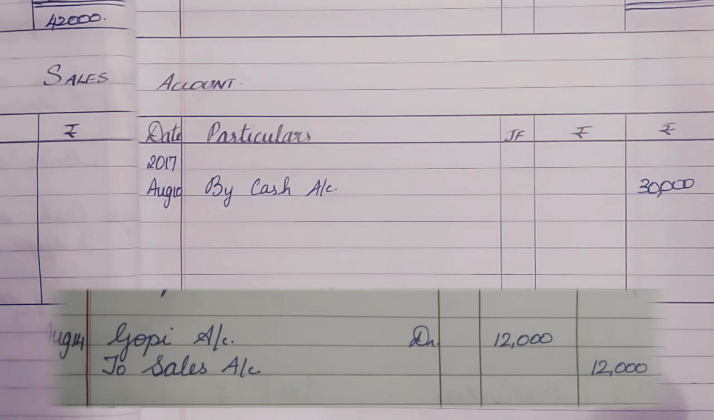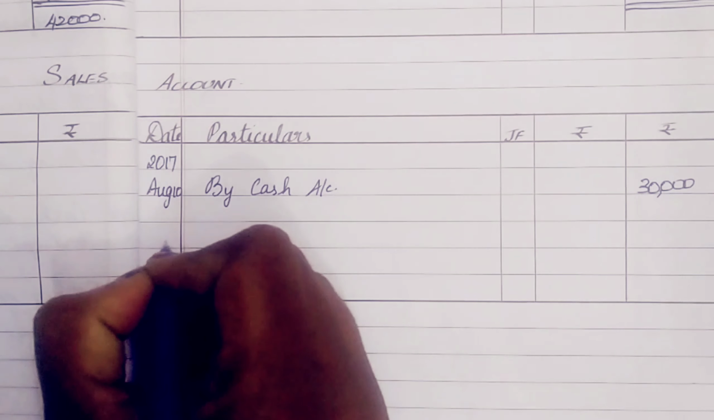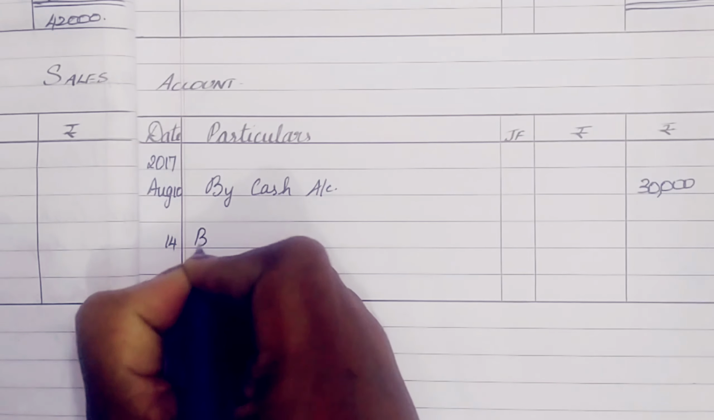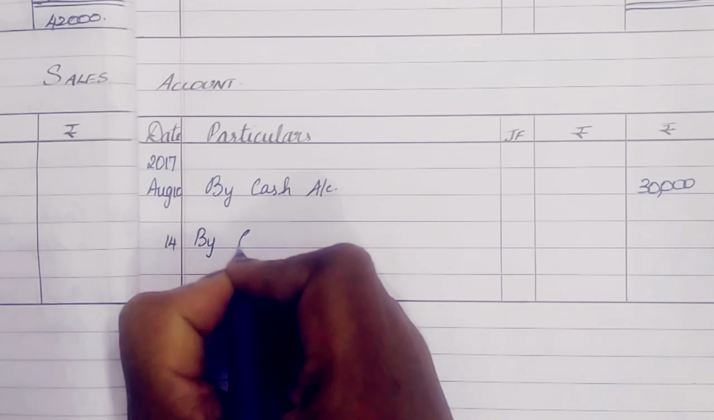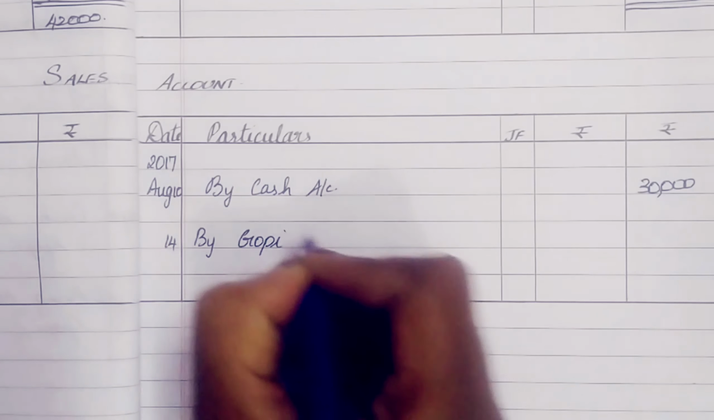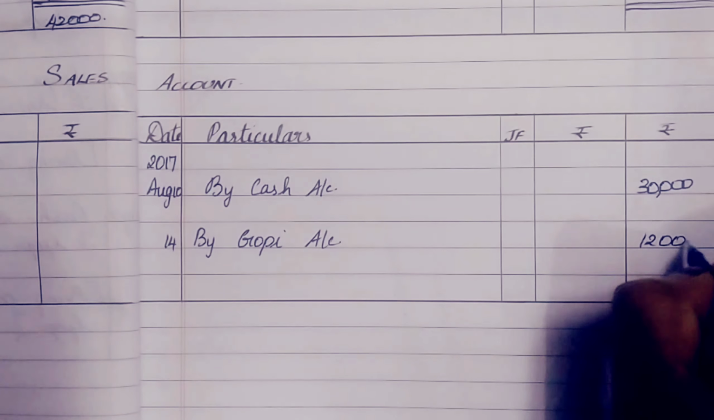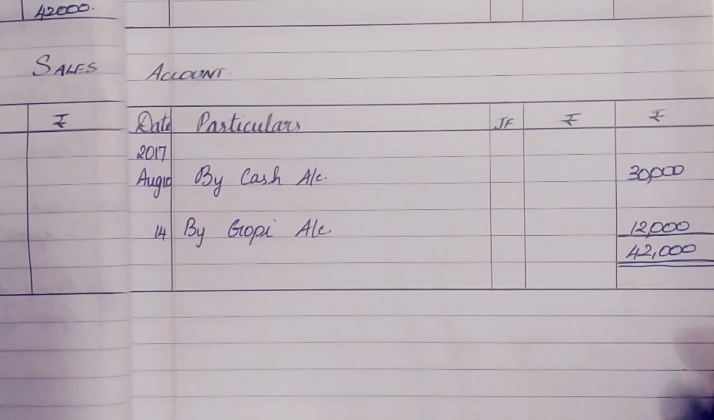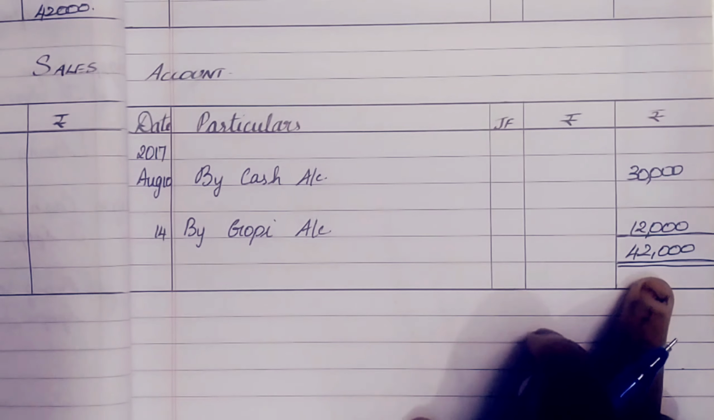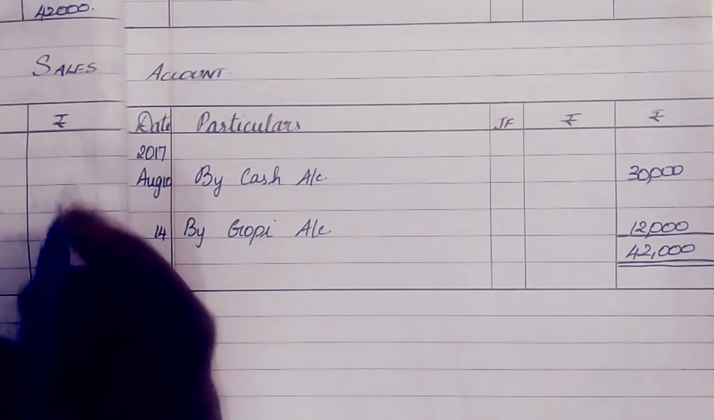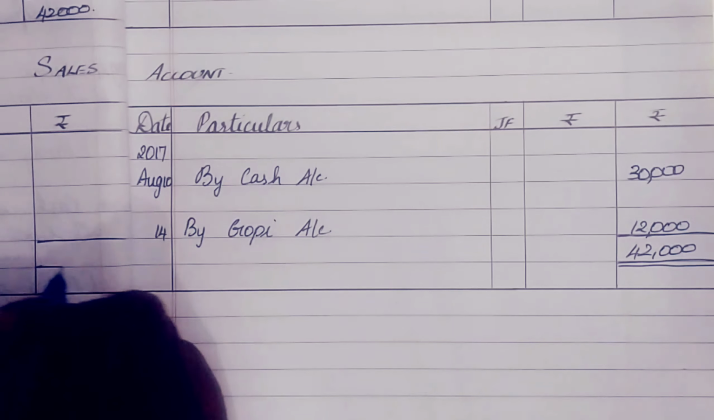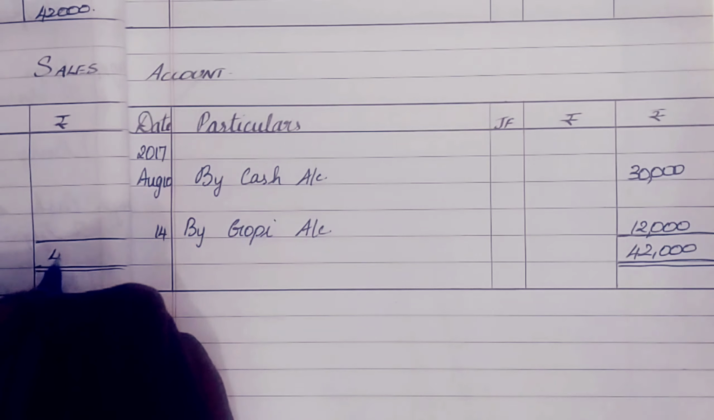The next transaction where sales occurs is on the 14th, Gopi account debtor to sales. Again, sales is in the credit, so I remain on the same side, and this is happening on the 14th, by Gopi account. The opposite account's name is Gopi account, and this is 12,000 to be recorded. So my credit side grand total is 42,000. The same total is to be written on the debit side also, which is empty.